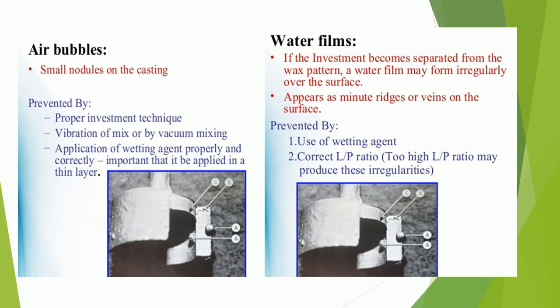Formation of air bubbles, which are small nodules on the casting. This can be prevented by proper investment technique, mixing preferably under vacuum or vibration, and application of a wetting agent so that air bubbles are not formed. Water films can be incorporated if water or moisture is incorporated into the wax pattern. This can be prevented by use of a wetting agent and correct liquid powder ratio so that the liquid part is not more than the recommended amount.